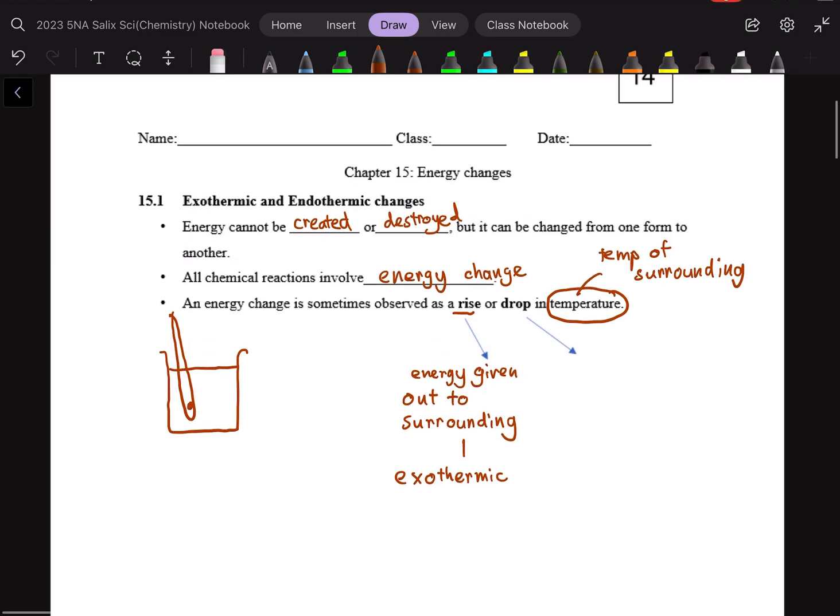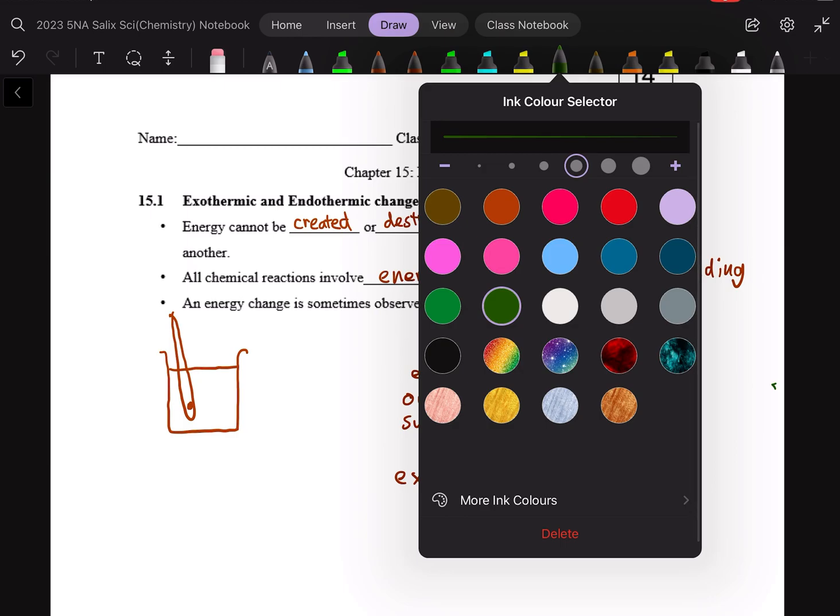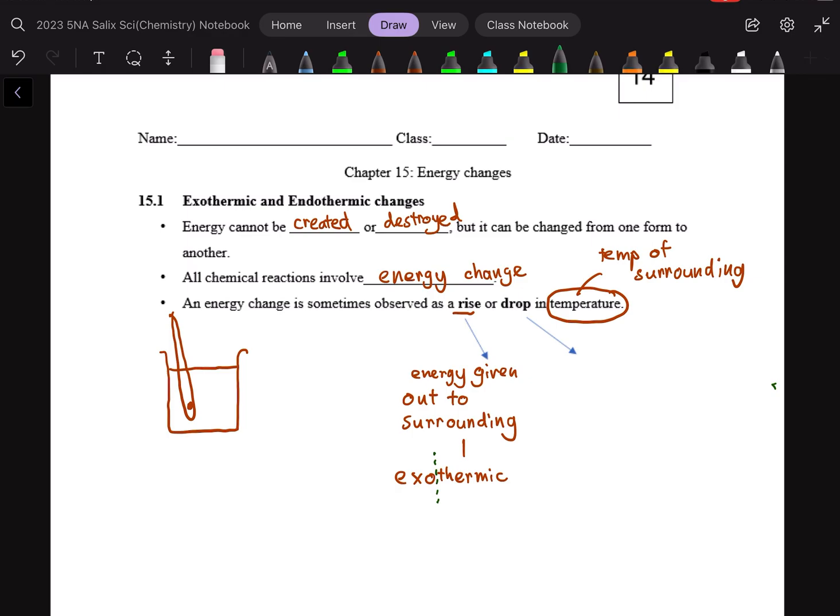This word you can break into two parts. Exo means outside. Let me change a pen. Thermic means heat. So heat given outside.